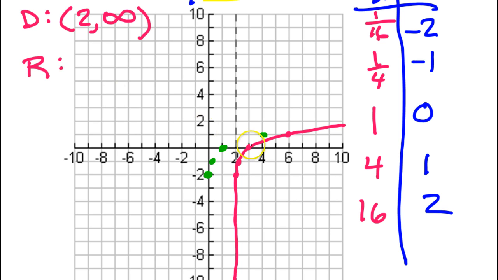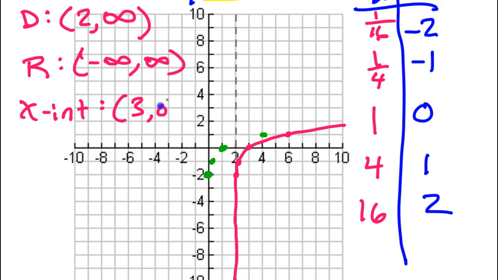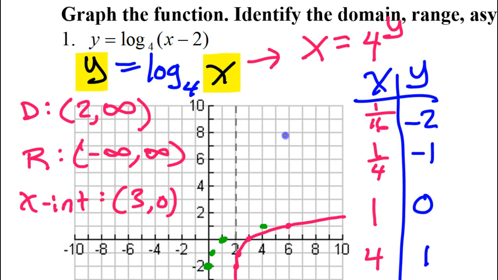For the range goes from bottom to top. So that's going to be negative infinity to positive infinity for that range. Okay, the x-intercept is right here. It's the 1, 0 that got shifted. So now, no, I lied. The x-intercept is this 3, 0. All right, that's it. Any questions on number 1?